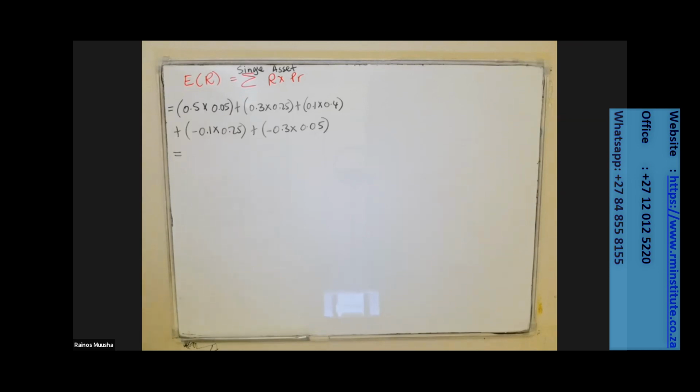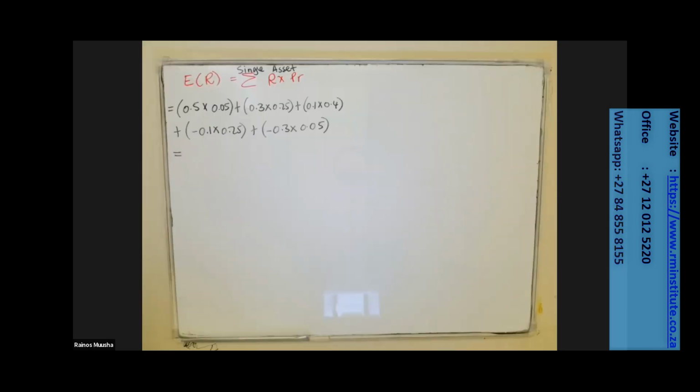How much do you get? 10%. I'm not sure if it's correct. Is how much? You're getting about 10%, but I'm not sure if it's correct.